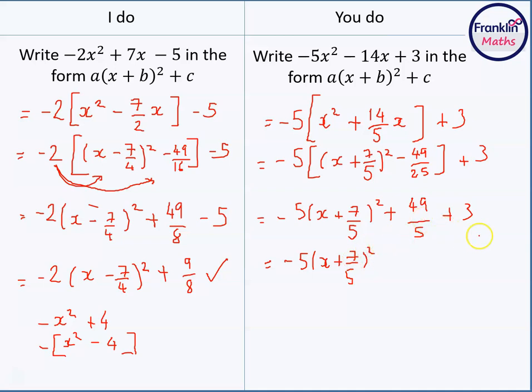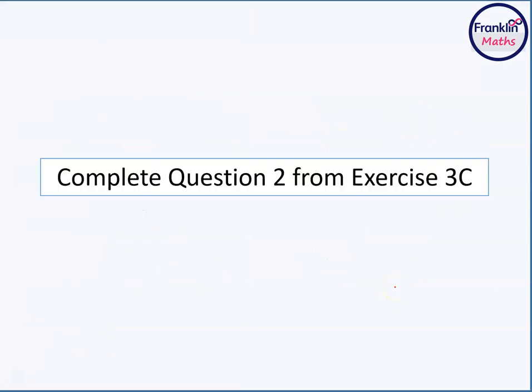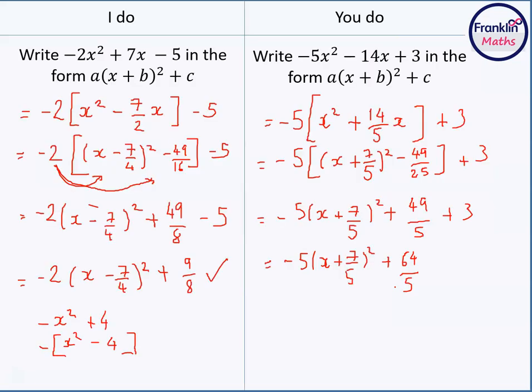Okay, so what have we got here then? That's 15 over 5, which I think is going to be 64 over 5. Okay, if you got that, great. If you didn't, again, just try and correct it. Okay, so pause the video, complete question 2 from exercise 3C. I will say though, if you do need more practice, you can literally just make your own question, and you can sit and practice, and you could expand it back out if you want to check.